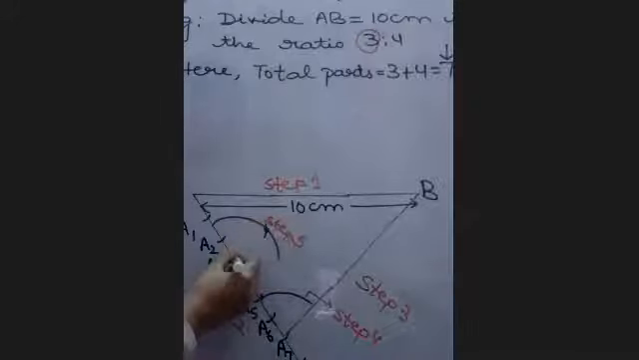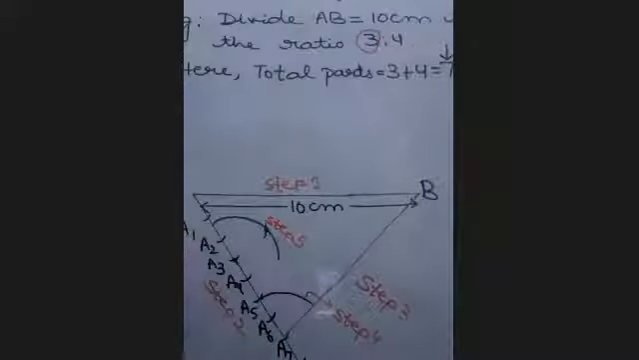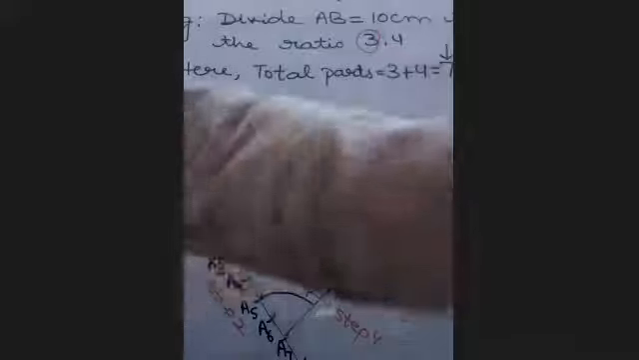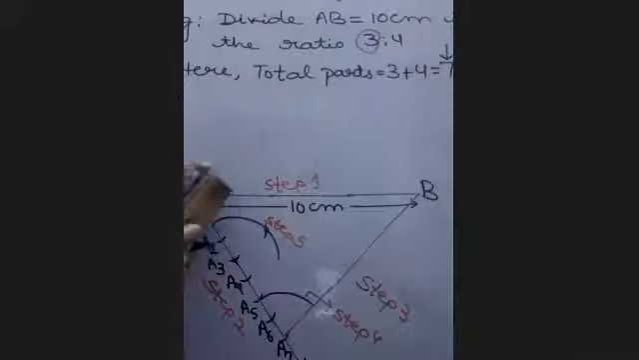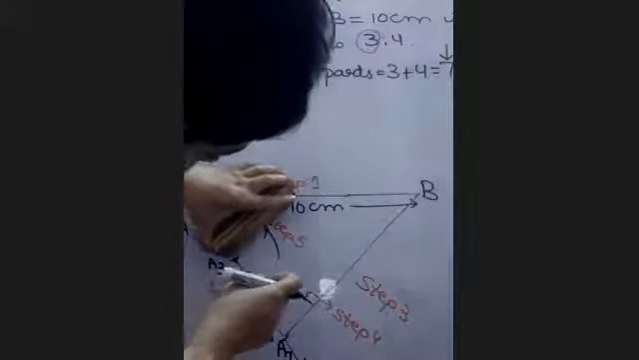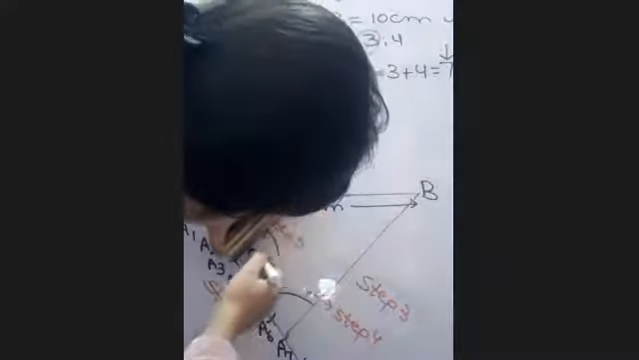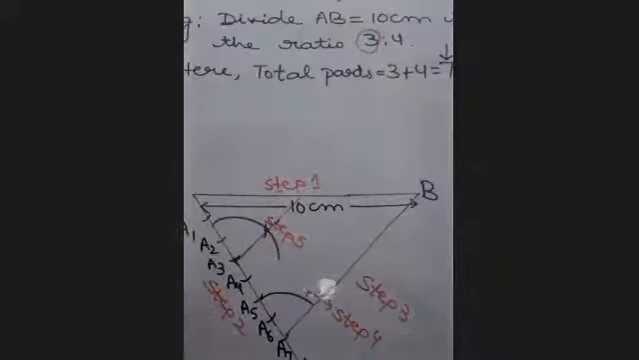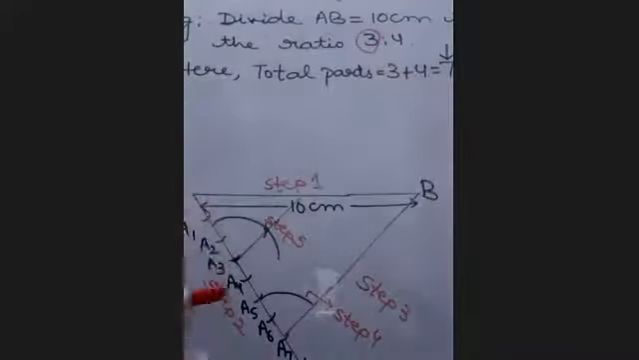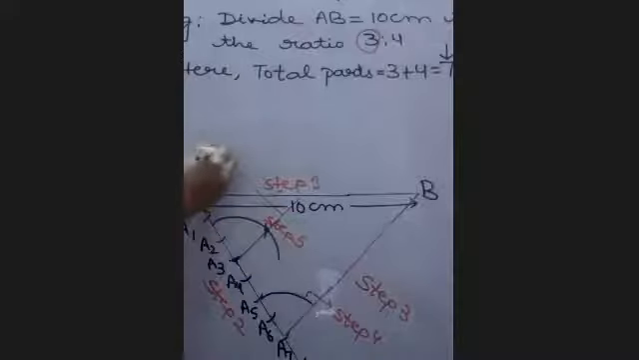So now you know what has happened. These 2 equal angles have been made. Yes or no? Yes, ma'am. Now you join this. Join this. ठीक है? This would be your step 6. क्या है step 6? We have joined this.